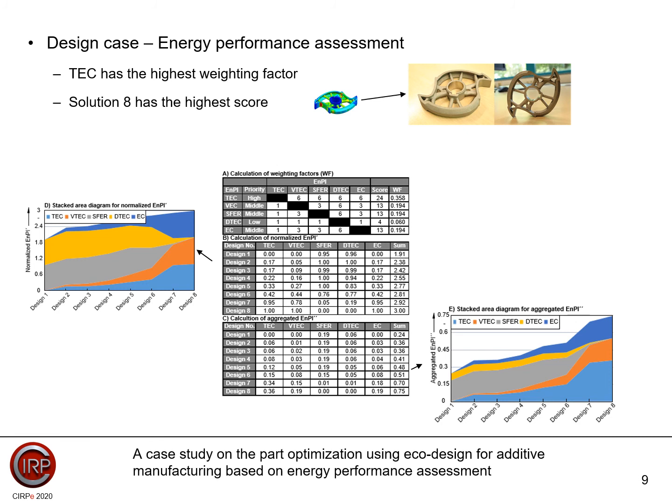But after the aggregation of the normalized values with the weighting factors, it is seen that the benefit of design solution 8 is more significant. This implies that solution 8 has been evaluated as the design solution with the highest energy performance and has been implemented for the application stage. For the production of the optimized part, the selective laser melting process has been used.